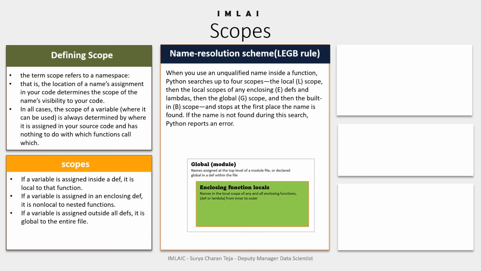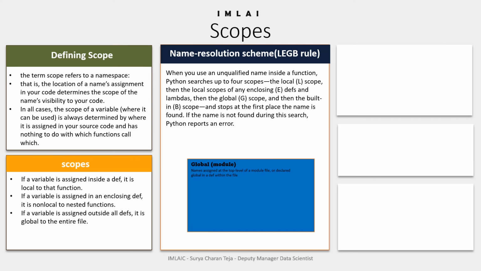So then, the third place to search is global scope. These are the names assigned at the top level of a module file or declared global in a def within the file.